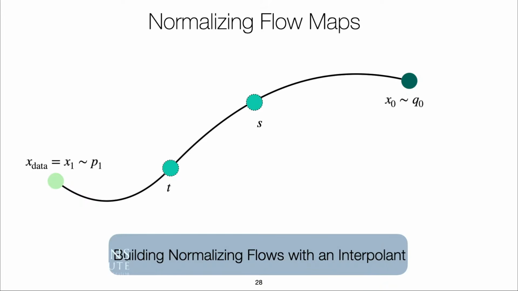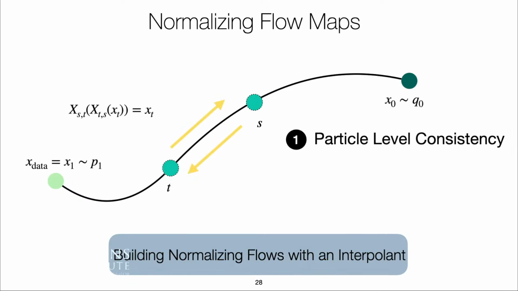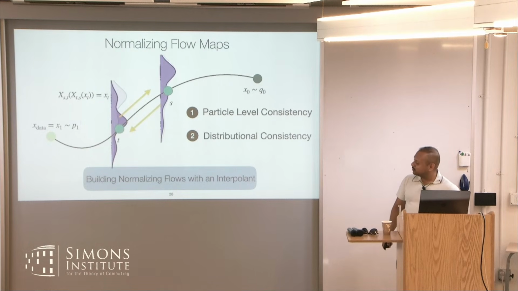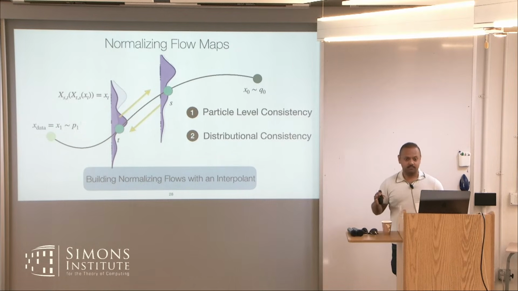But I want to impose one additional constraint, which is to say that any jump from S to T has to be invertible as well. So exactly invertible. At the particle level, this means I have particle level consistency. At the distribution level, this means that the push forward distribution, forward and backwards, should be the same. So there's a distribution level consistency.